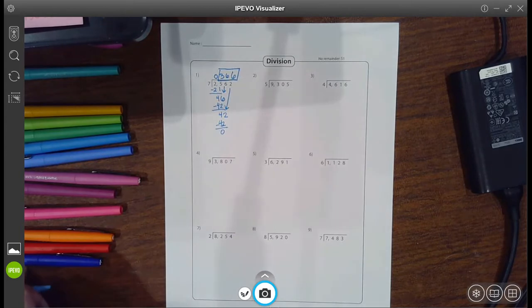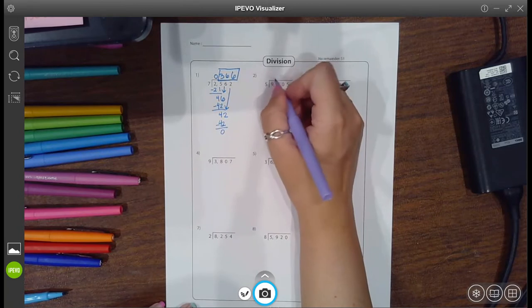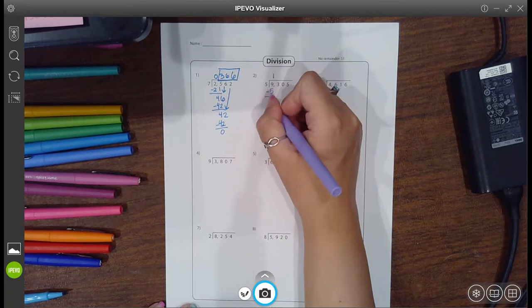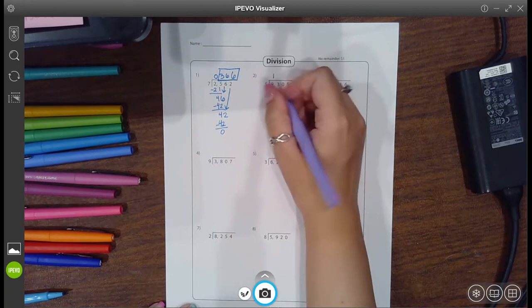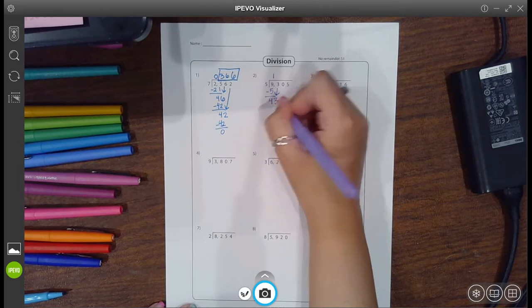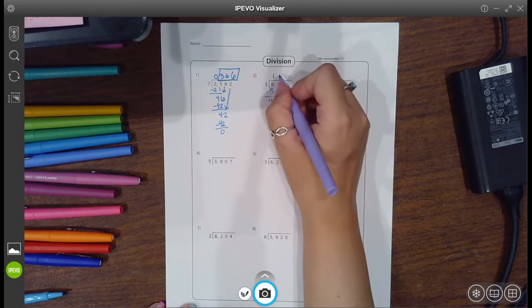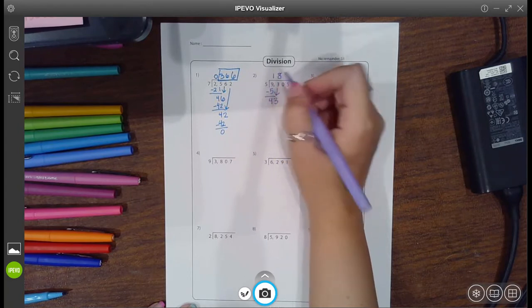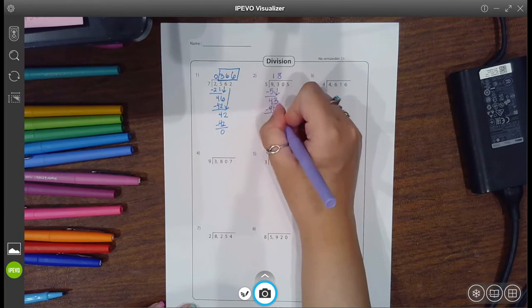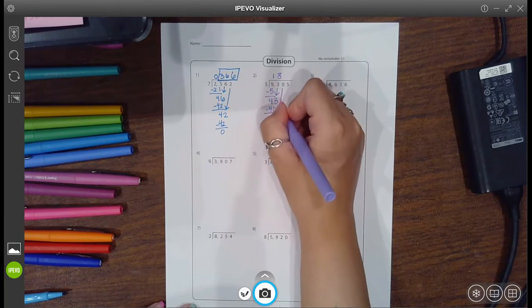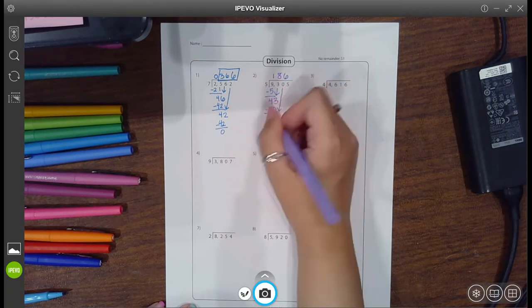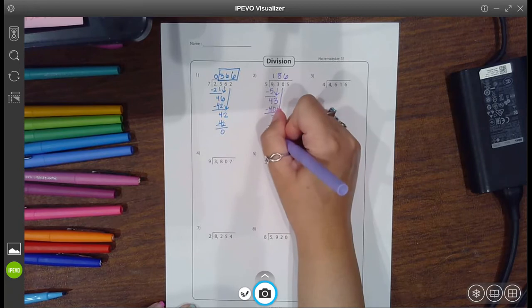Okay, the next one says 5 into 9,305. Okay, can 5 go into 9? Actually, it can. It goes in once. 1 times 5 is 5. When you subtract that, you get 4, which is less than 5, so I'm good to keep going and bring the next number down. 5 times what would go into here? 9 is too big, so let's try 8. That's 40. Subtract that, you get 3. Bring down the 0. 5 goes into 30 6 times. Okay, subtract that, you get 0.